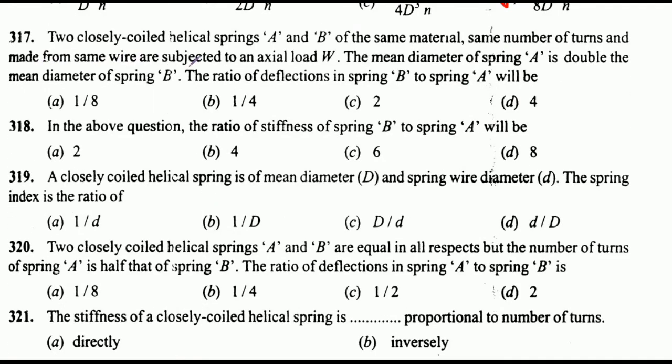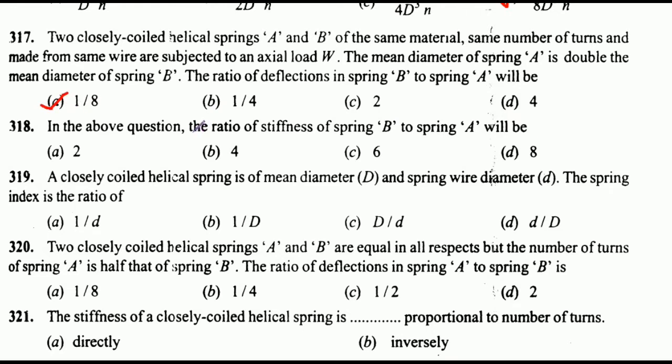Two closely coiled helical springs A and B of the same material, same number of turns, and made from the same wire are subjected to an axial load W. The mean diameter of spring A is double the mean diameter of spring B. The ratio of deflections in spring B to spring A will be: options are 1 upon 8, 1 upon 4, 2, 4. Here friends, the correct answer is option A, that is 1 upon 8.